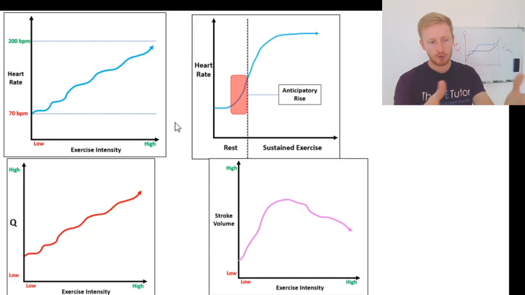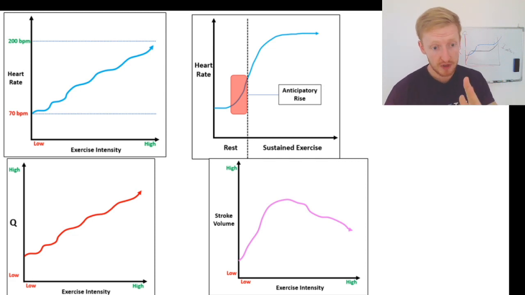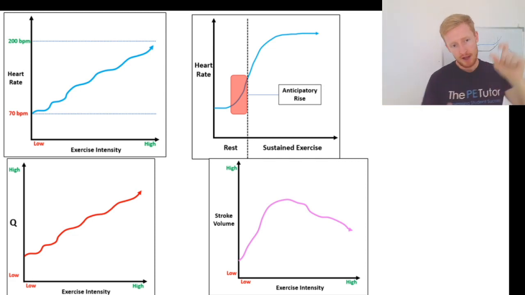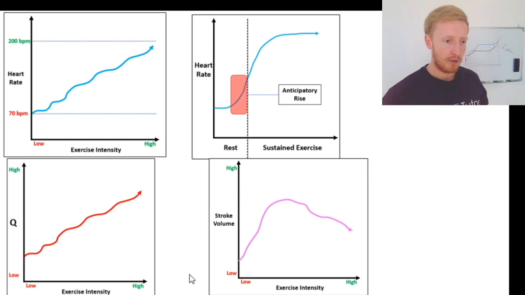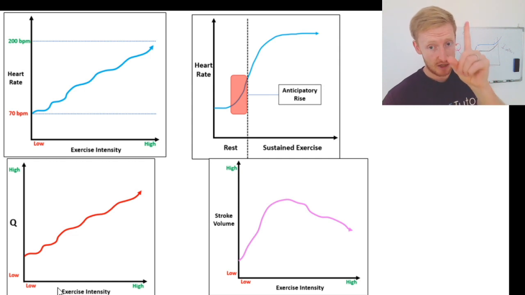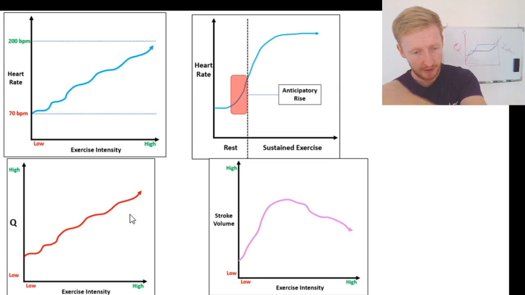So these are the four graphs that we've looked at. We've got heart rate, so the blue wiggly line. We've got stroke volume, which is the pink one that then drops off. The relationship between the blue and the pink one, that is what leads to the Q increase, gradual Q increase, all the while exercise intensity is going up. If that were to plateau, then so too would cardiac output.